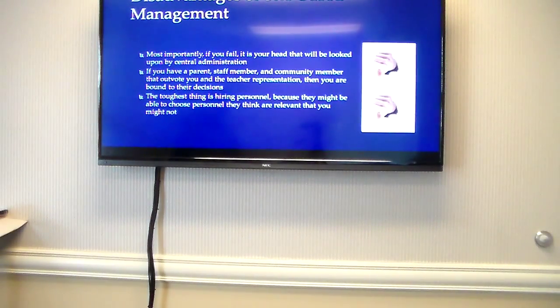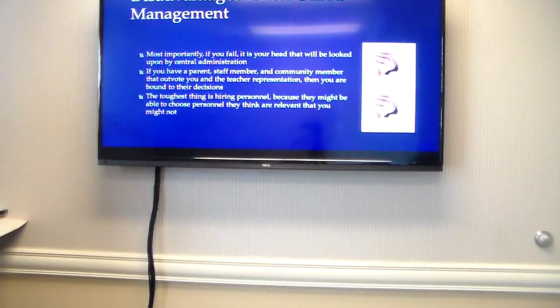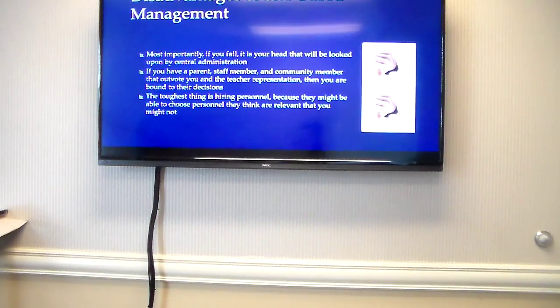So disadvantages really are similar to the advantages. If you fail, you're going to be looked upon as an idiot by central administration, and that's just the truth. You might have parents and community members that offer too much in terms of support, and that can be equally bad, because they're going to start telling you how to do your job. And when that happens, there has to be a line drawn in the sand where you say, no, this is my role, this is my duty, and this is my responsibility as a building leader. When you're hiring personnel, that can be a challenge as well, because you may be able to hire personnel that you think matter for your building, but you also could be forced to take people that don't support what the mission of your building could be.